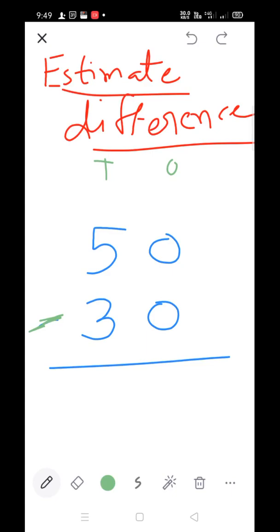Start the subtraction from ones place. 0 minus 0, 0, 5 minus 3, 2, 20.